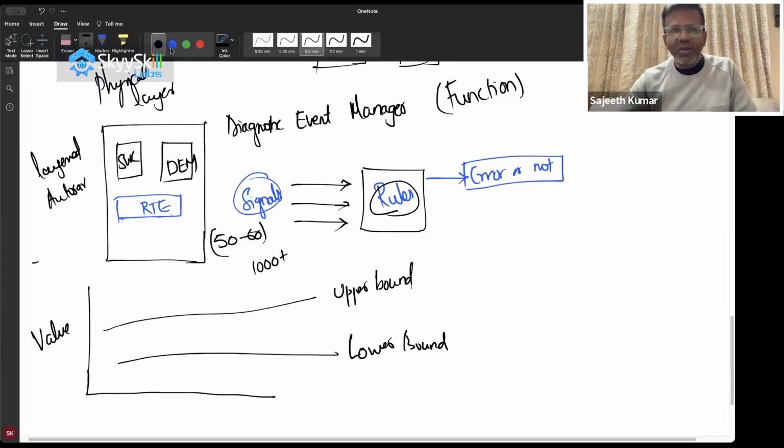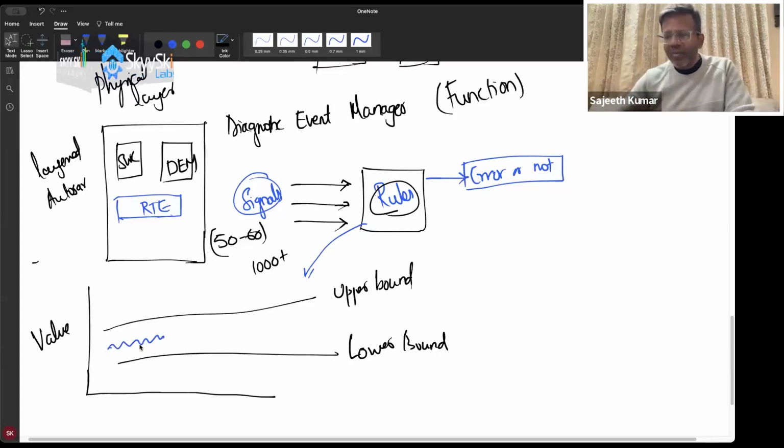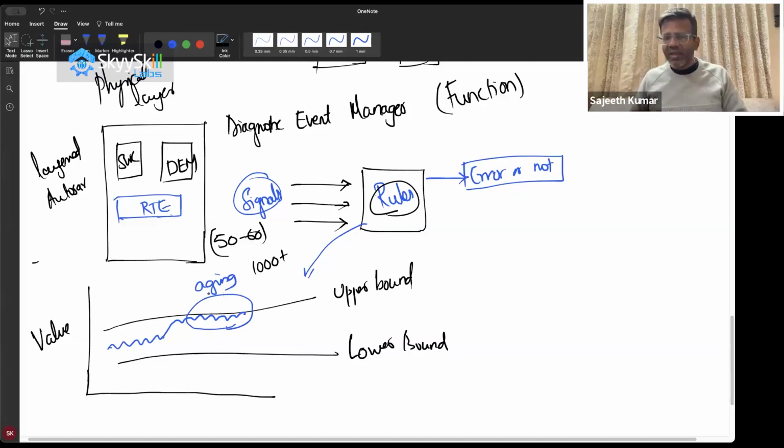Then your DEM, the diagnostic event manager, starts monitoring. It's not actually plotting, it's just monitoring where the signal is. If a signal starts out here, then it's just normal. But gradually, over a period of time, if the sensor signal starts going out here, we call this aging. Over a period of time the sensor becomes old, and as it ages, it starts going towards the upper bound or towards the lower bound.